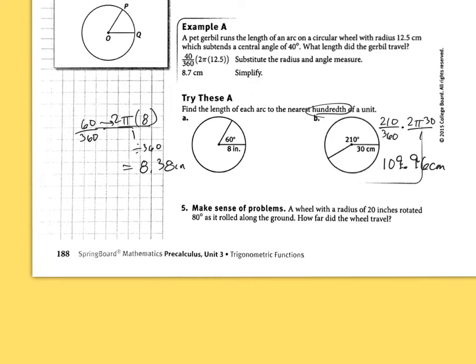So again, it's worded there to try to make you think it's tricky, but we do 80 degrees over 360 times 2 times pi times 20. Put that in the calculator, 27.93 inches.